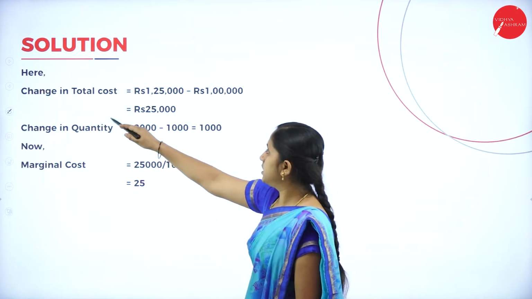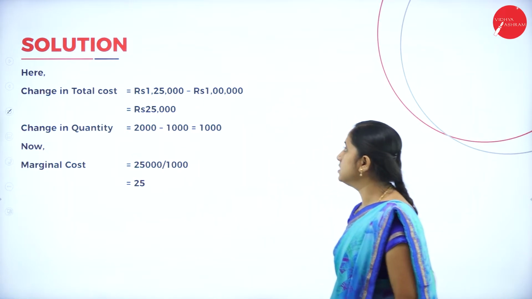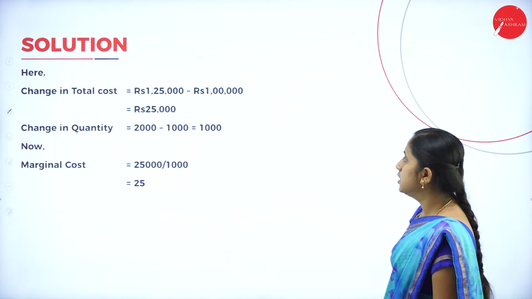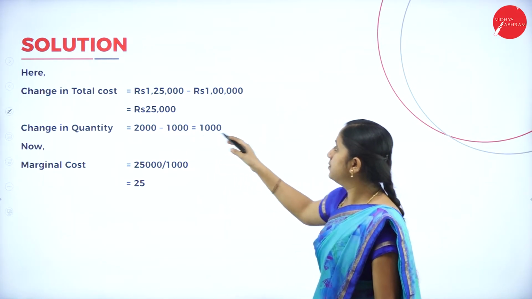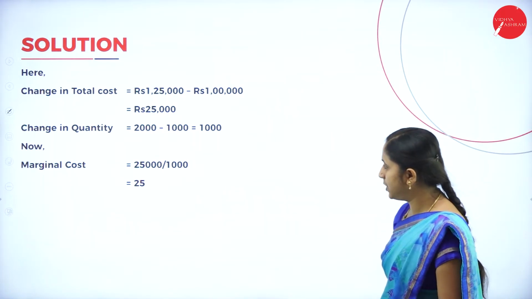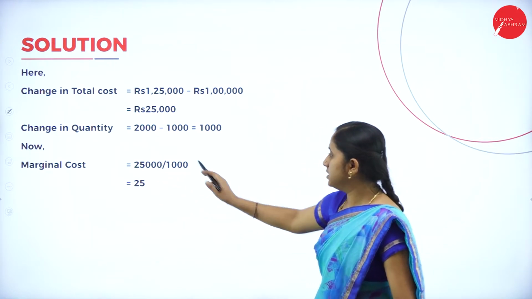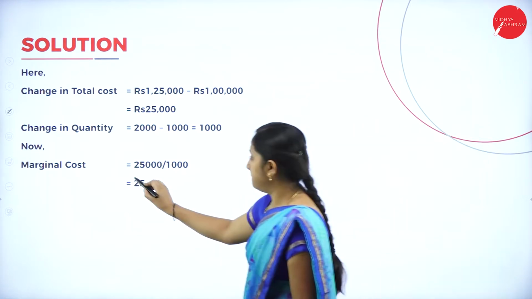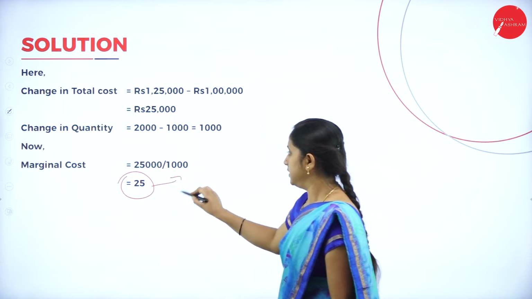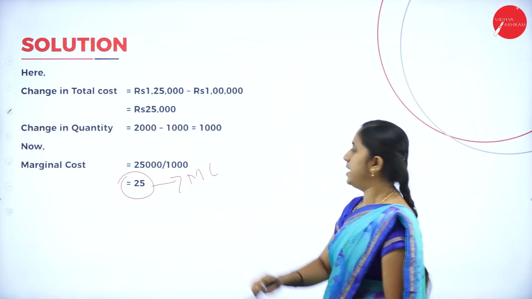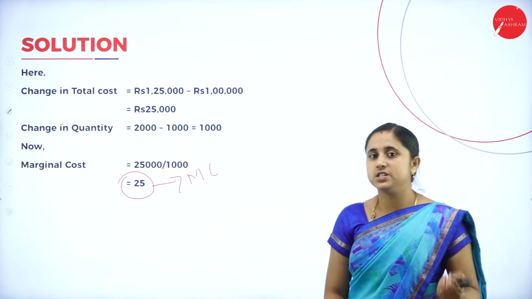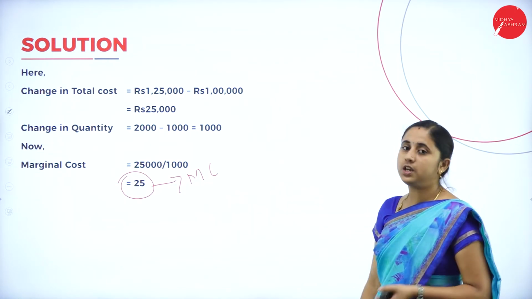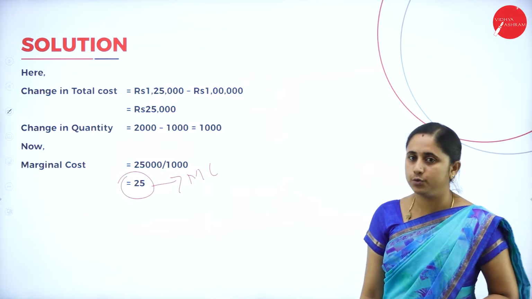So, here the change in total cost is 1,25,000 minus 1 lakh, that is 25,000. Next, the change in quantity: 2000 minus 1000, that is 1000. Marginal cost is 25,000 divided by 1000, which is 25. So 25 is the marginal cost. So marginal cost is the change in cost in producing one extra output.